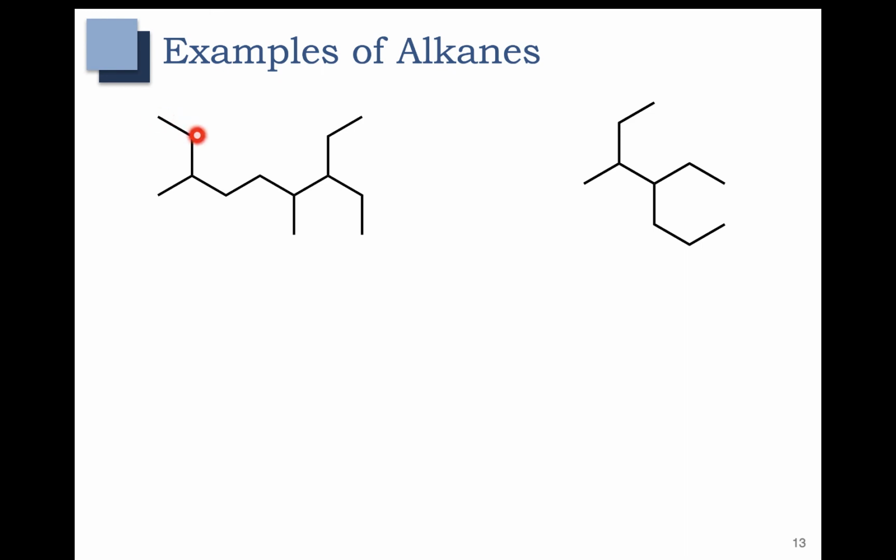Let's look at our next example here. Our parent chain is going to go through here. You see here we have a choice. We can go up or we can go down. Either way is the same number of carbons, so it really doesn't matter. So there's our parent chain in pink. Let's name our substituents. Here we have an ethyl group, and then we have 2 methyl groups.